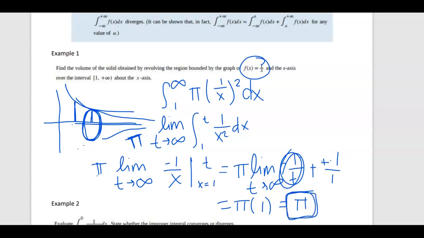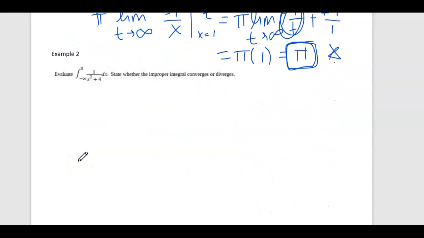This is always an interesting concept to me, because I'm like, wait a second. Our funnel never stops, but it has a volume. That's crazy, okay? This limit converges, this volume converges to pi, and we actually have a volume of this infinite funnel.